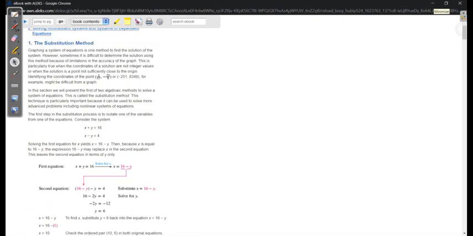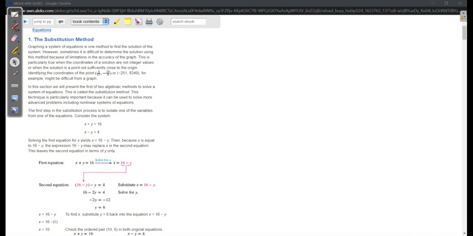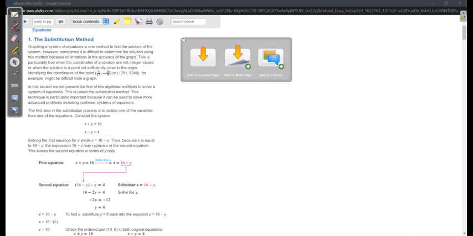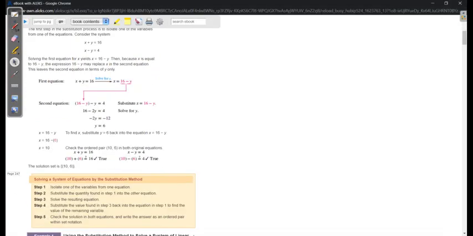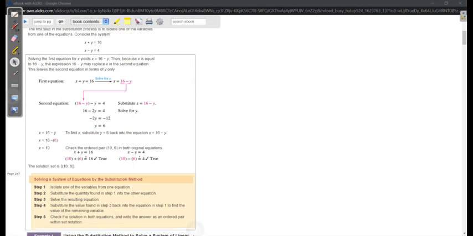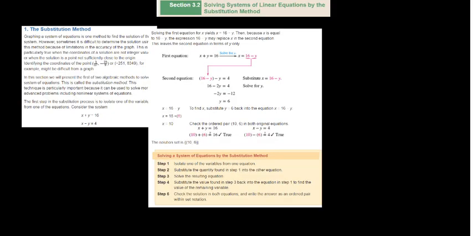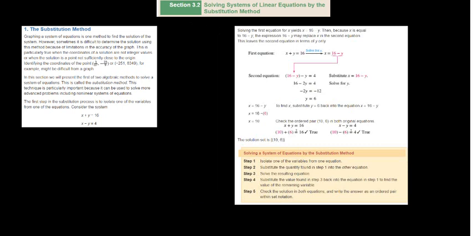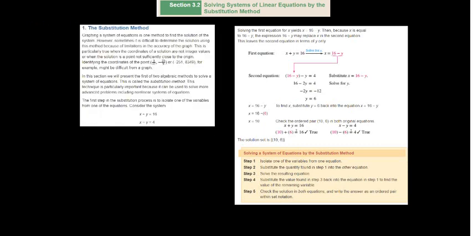I'm not sure if it's going to fit. Well, we'll just cut it in half. How about that? Alright, so this seems like a lot to unpack here. Alright, so let's just start. Here we go.